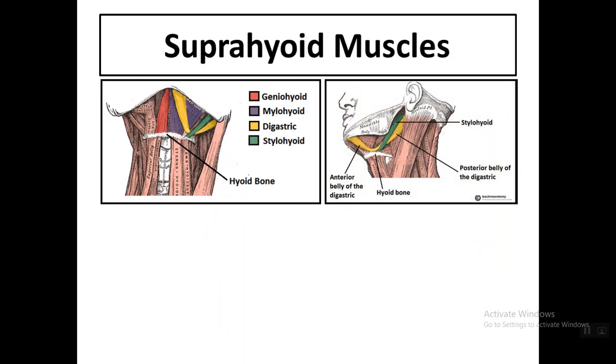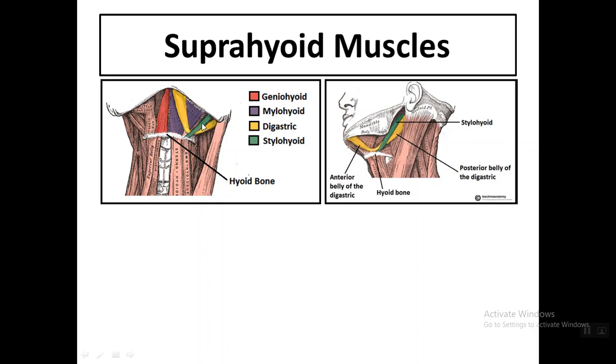More clearly here, we see the suprahyoid group of muscles. We have the digastric muscle, as we said before. Digastric because it has two bellies, anterior belly and posterior belly. The anterior belly originates from the body of the mandible, the posterior belly from the mastoid process. They are connected by a sling to the hyoid bone.